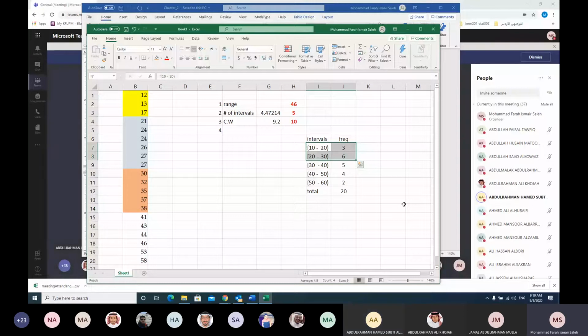The maximum frequency is in which class? In the second class. This class contains the center. So the center is clustered on the left side, skewed to the right. Clear? We need to get more information.